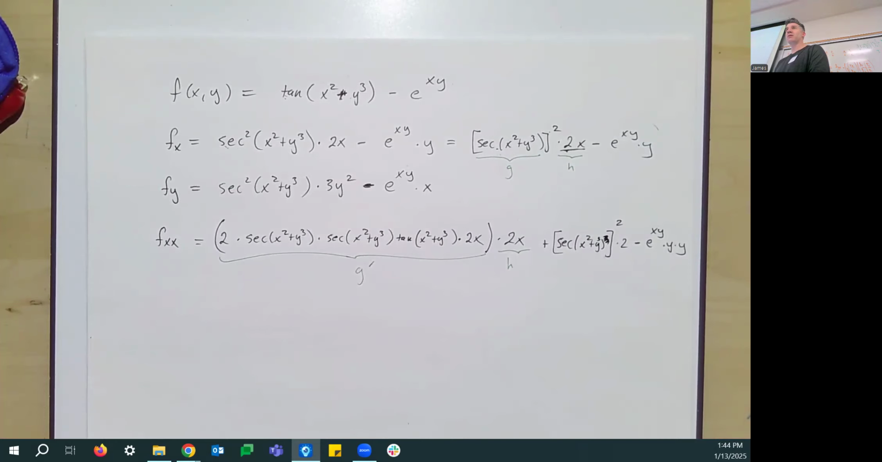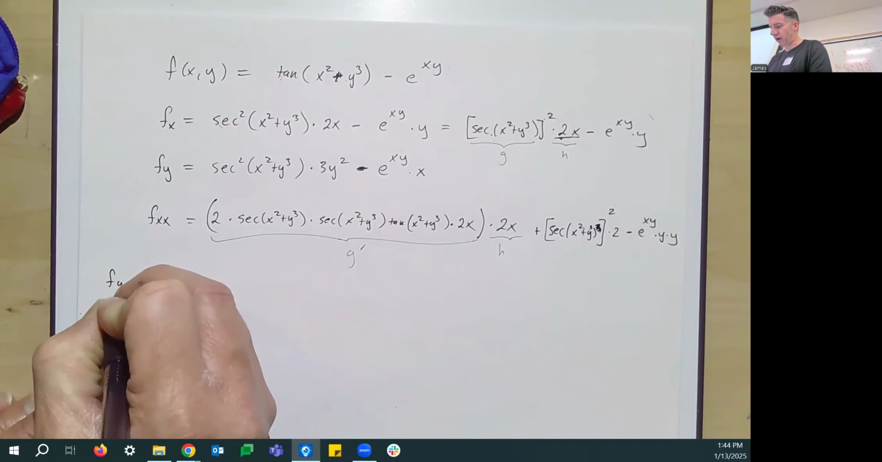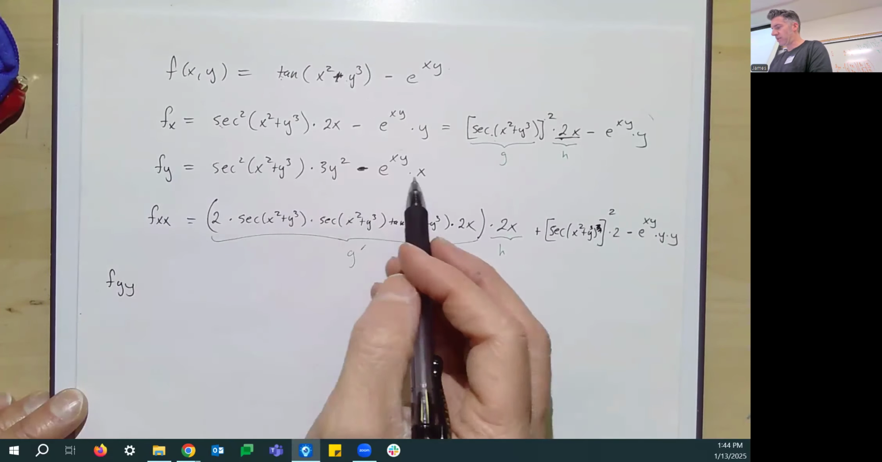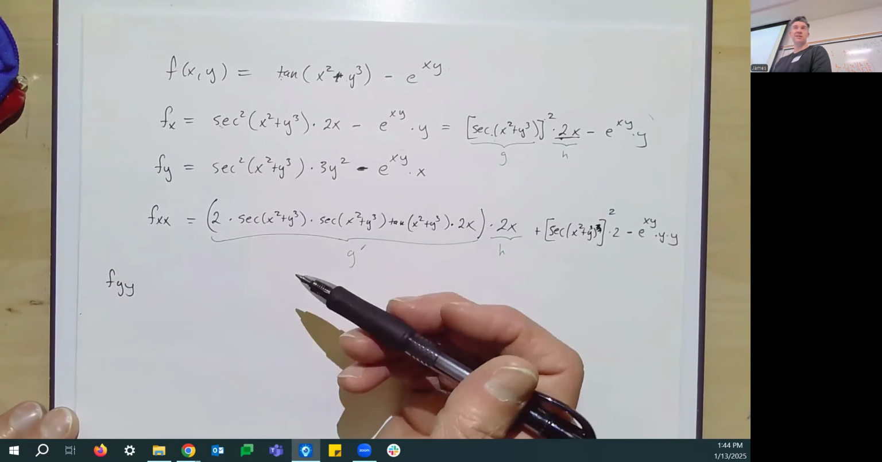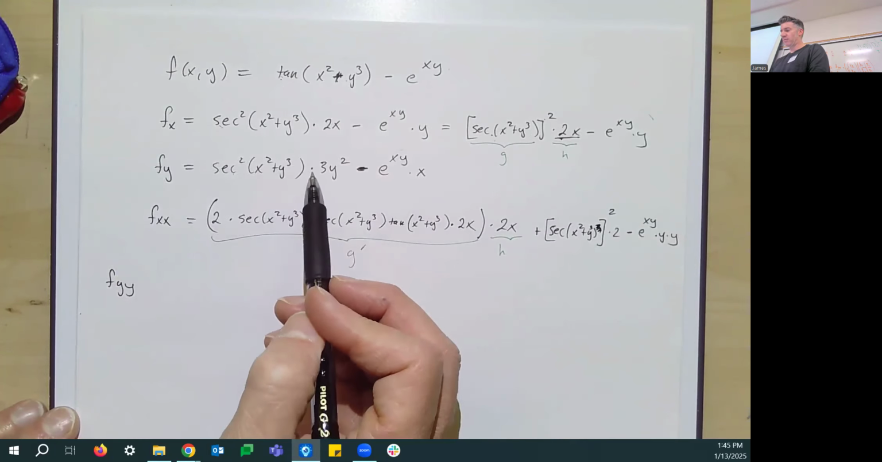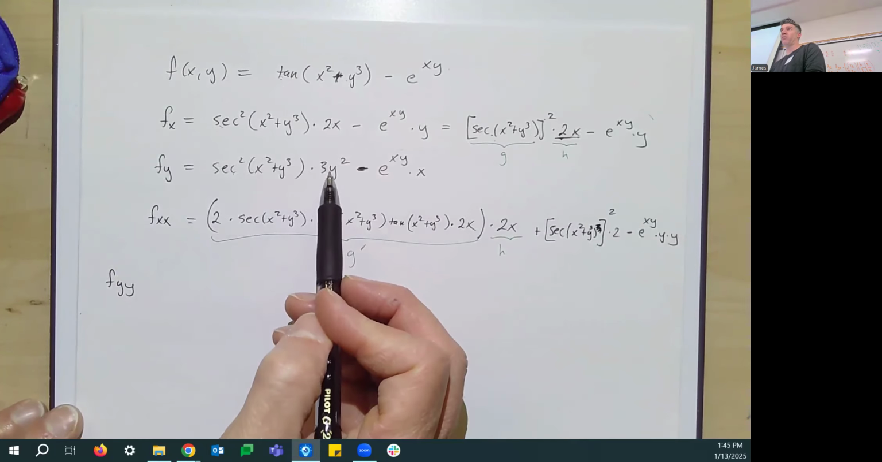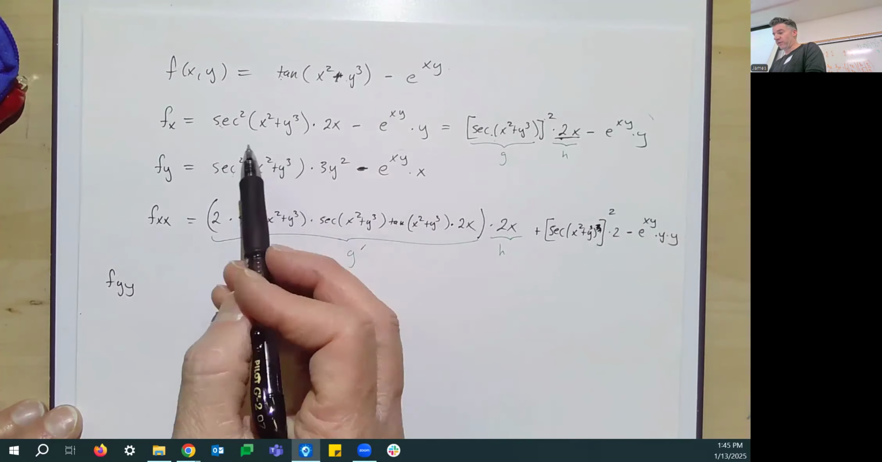The good news is that taking the other second partial, fyy, will be pretty much the same work, so we can probably figure it out without so much mental effort. Let's look at fyy here. I'm looking at this now, and then I want to take its derivative. I should have said last time that when we take the derivative of secant squared of x squared plus y cubed times 3y squared, we do have to use the product rule because it's a function of y times another function of y.